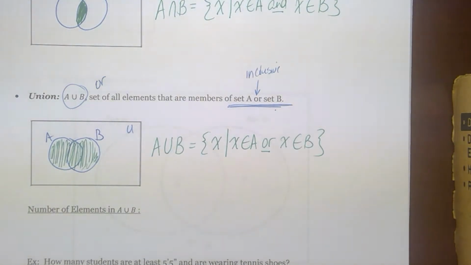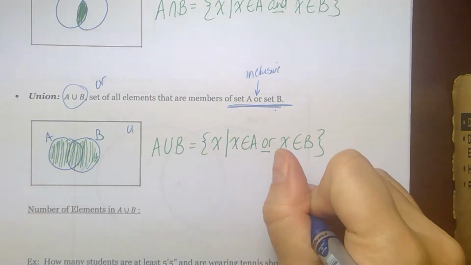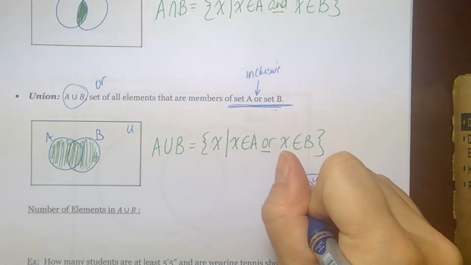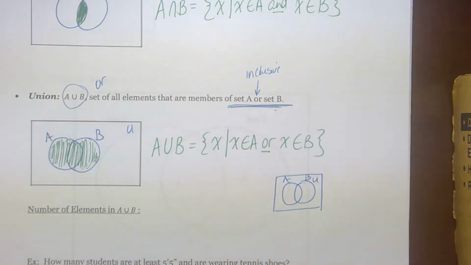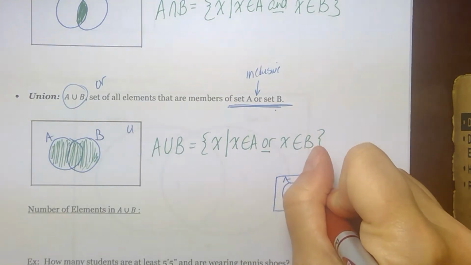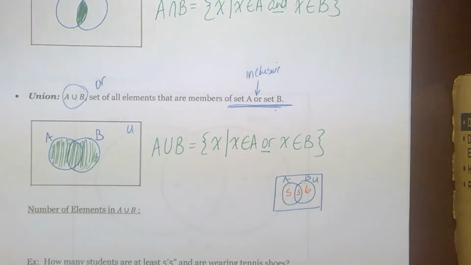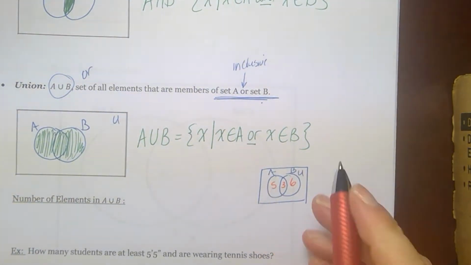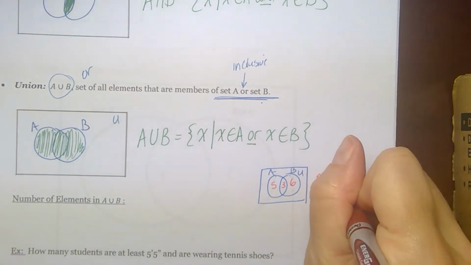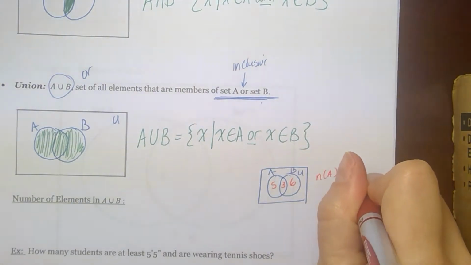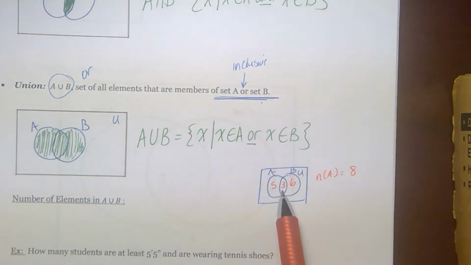Let's set up an example with some numbers. Let's say we've got our universal set. We've got A, we've got B. We're going to put 5, 3, and 6 here. So if I have the number of elements in A, so my cardinal number for A is going to include both of these regions because that's my A loop. So 5 plus 3 is 8, correct? There's 8 represented in A.